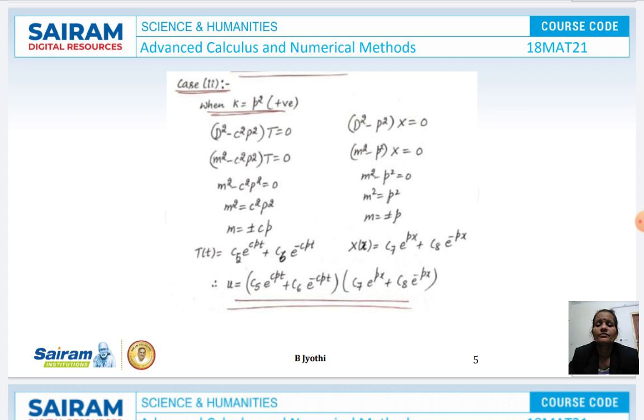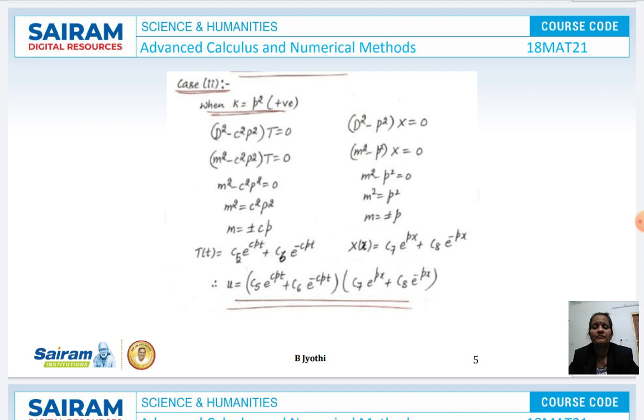Case 2. When k is p square, that is positive, then (D² minus c square p square) of T is 0 and (D² minus p square) of X is equal to 0. By replacing D with m, we get (m² minus c square p square) of T is 0 and (m² minus p square) of X is also 0. That is, m² minus c square p square equals 0 or m² minus p square is equal to 0, which gives m² equals c square p square and m² is equal to p square.